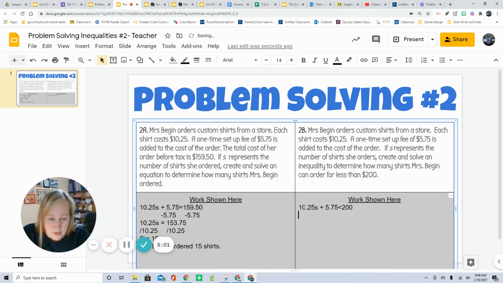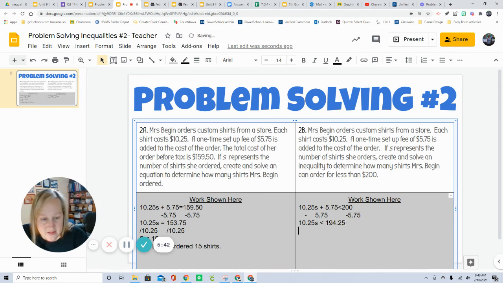So I'm going to continue doing what I did before and subtract 5.75 from both sides. And I'm left on this side with 10.25S is less than 200 minus 5.75. I'm hoping I did that in my head right. 194.25. And I forgot my S. So my S should still be there. Let's make it a little S so we can read it.